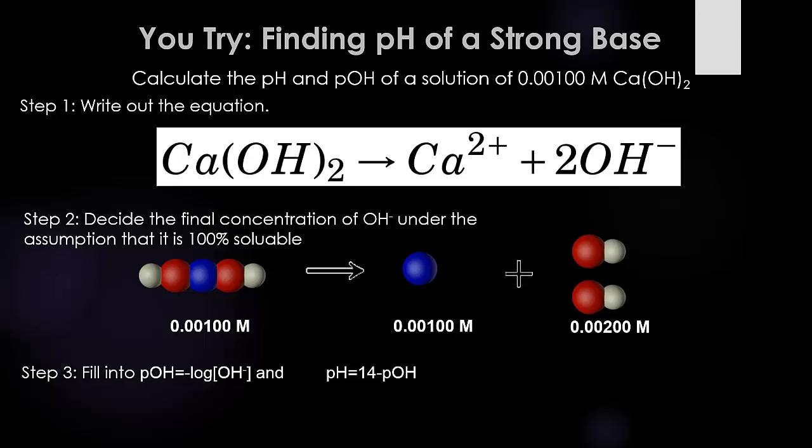Once we have this concentration, the following steps are the same as the previous example. We will take the negative log of the hydroxide ion to find pOH, and then subtract that from 14 to get the pH.